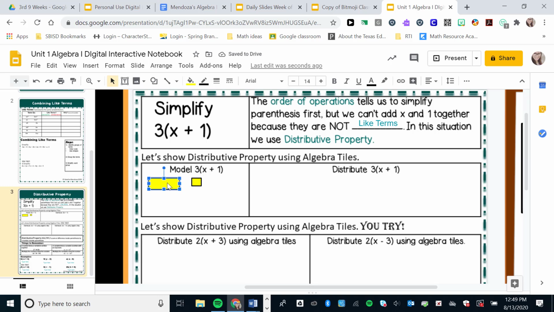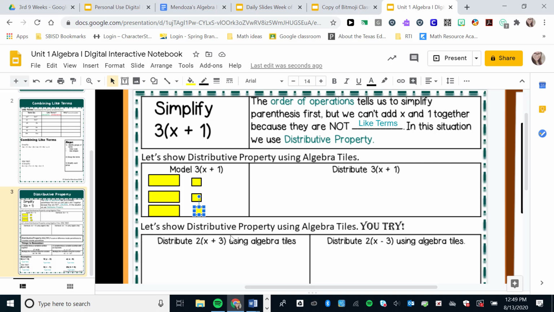So instead of moving stuff over, I'm just going to duplicate it. So Control D. I have another x plus 1, Control D. I have another x plus 1, Control D. Move this up a little bit. So I'm going to click it and hit Control D. All right, so now I have 3 groups of x plus 1. Okay, so now I've modeled that.